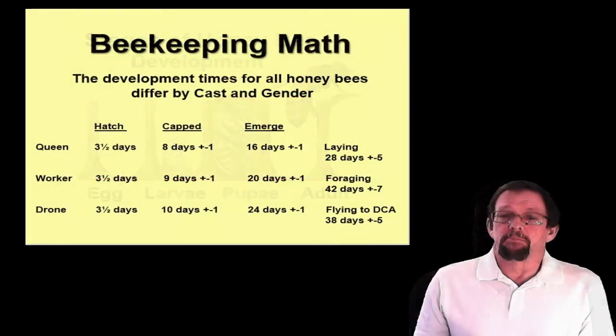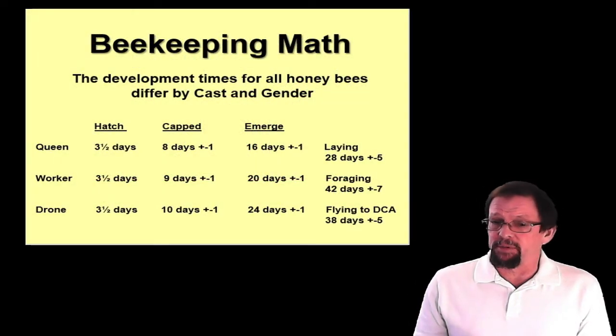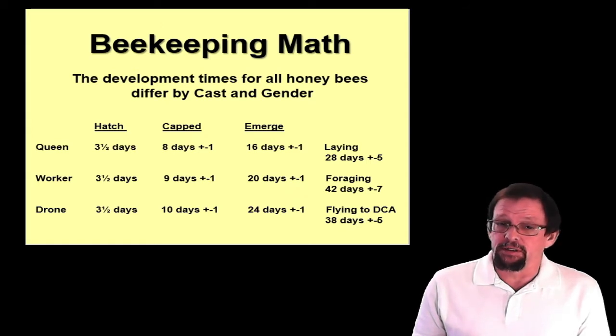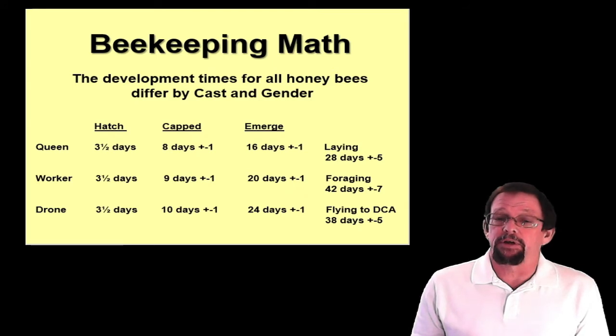Beekeeping math. Out of all the stuff I'm going to cover during the honeybee biology lecture, this is probably the most important thing that I'm going to cover, and this will be something that you'll be using throughout your beekeeping journey. So let's start with the queen. The egg is laid, and at day 3.5, the egg hatches. At day 8, the larva is capped, and day 16, the queen emerges, and at day 28, the new queen should be laying.